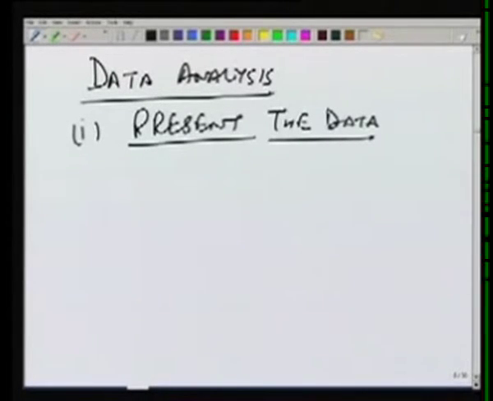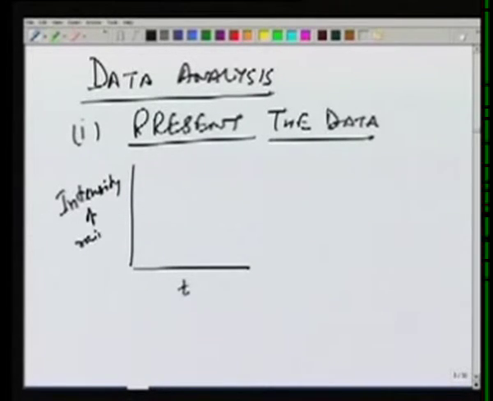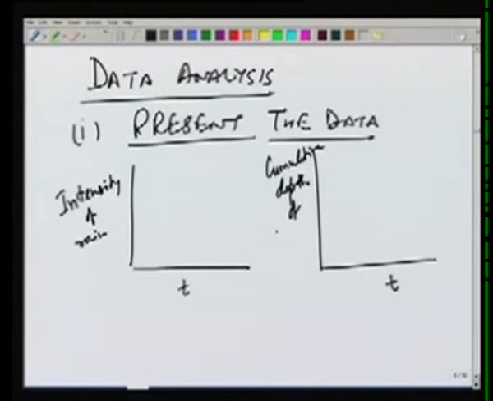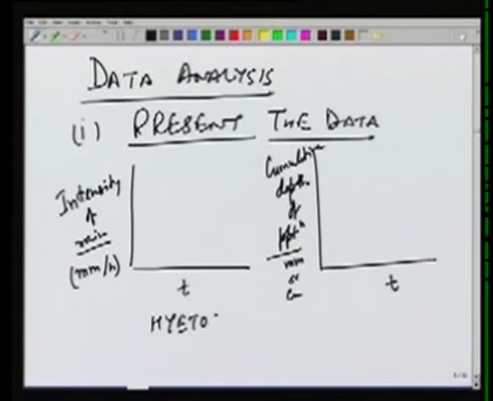The two commonly used techniques are one in which we plot the intensity of rain, and in the other we plot the cumulative depth of precipitation. In the intensity of rain, generally we will be using some units like millimeter per hour, and for cumulative depth we can use millimeters or sometimes centimeters. This is known as a hyetograph, and this is known as a mass curve.